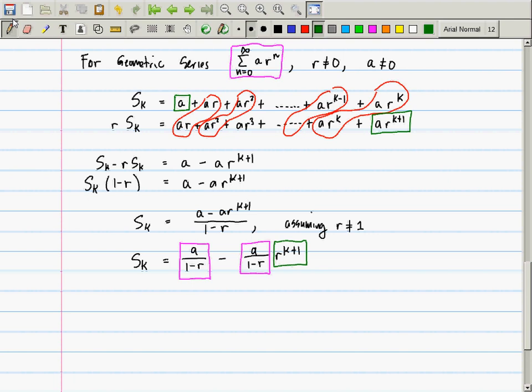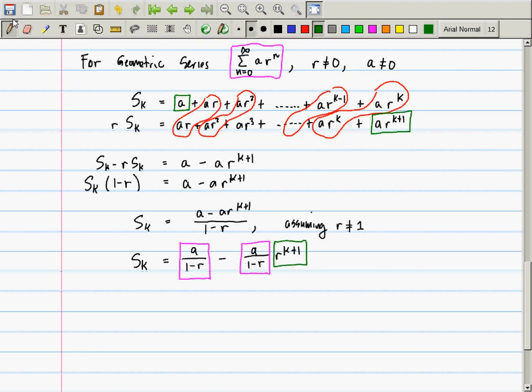So what would happen if I took R as 1/2 and I kept letting K get bigger and bigger and bigger? What would happen to this term? It would get smaller and smaller and converge to 0. So this term would go to 0, and then multiplied by this term, which is a constant, still goes to 0. So what would be left over? Just this one, which is what we expect, right?